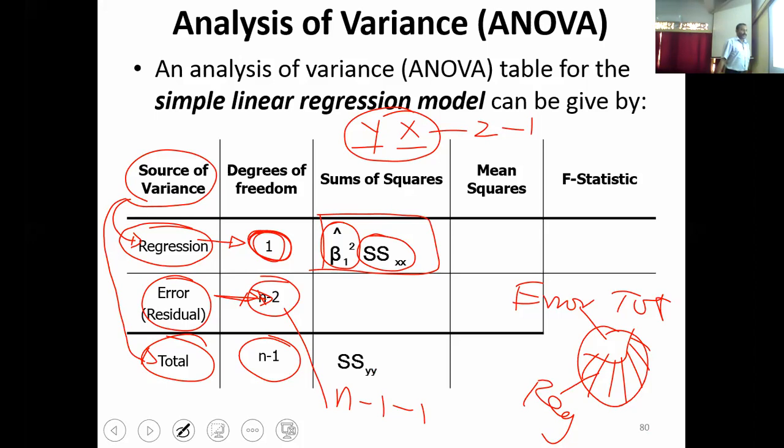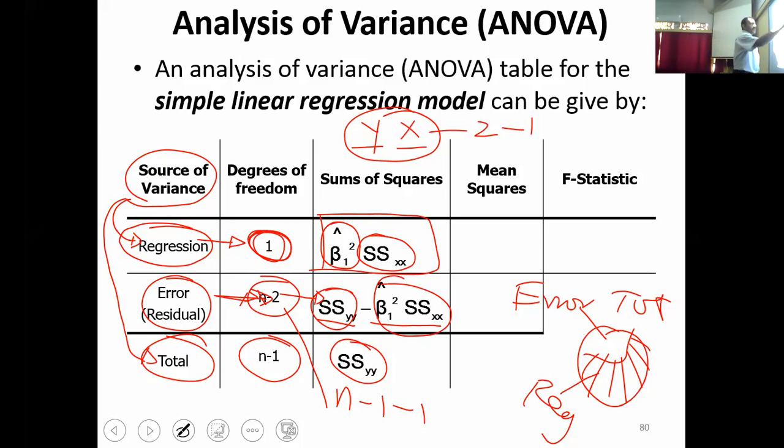Then we have the total sums of square, that is this one. Then as usual, if I want to find the sums of square of error, total minus regression sums of square. So this is the total sums of square, this is the regression sums of square. We will see with examples later, right? So total minus regression will give the error.